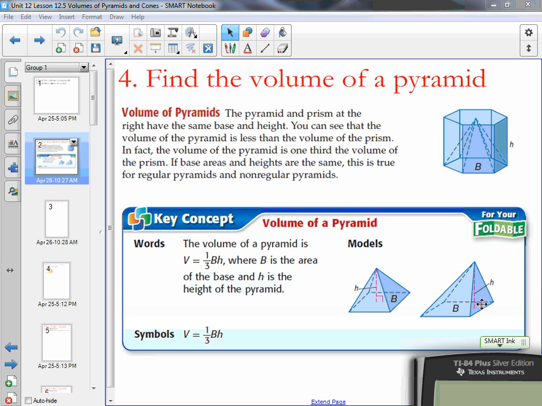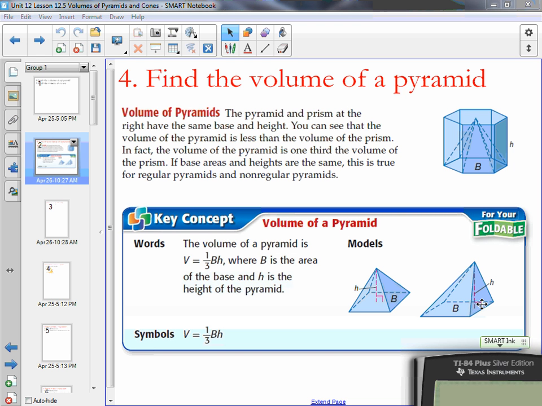If you look at the figure at the right here, at the top of page 857, it says the pyramid and prism at the right have the same base and height. So they've put the pyramid inside of that prism. You can see that the volume of the pyramid would be less than the volume of the prism. The volume of the pyramid is some fraction of the volume of the prism that has the same base and the same height. Turns out it's 1/3 of the volume of the prism that has the same base and the same height.